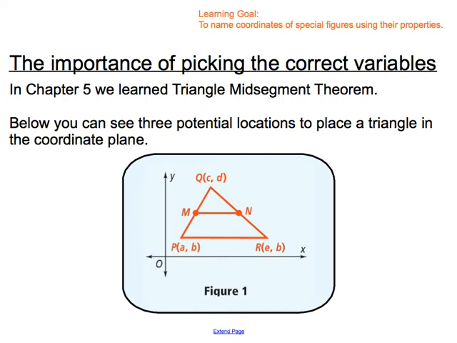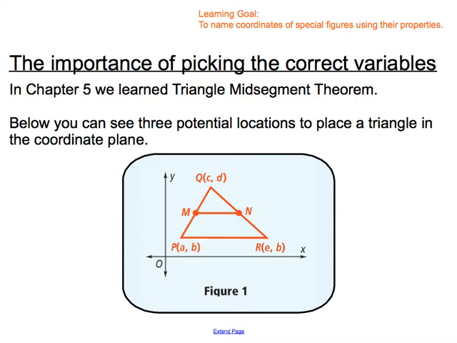The first thing that we need to discuss is the importance of picking the correct variables. If we think back to chapter 5, we learned the triangle midsegment theorem. Below, we'll take a look at three potential locations to place a triangle in the coordinate plane such that we can prove the triangle midsegment theorem.